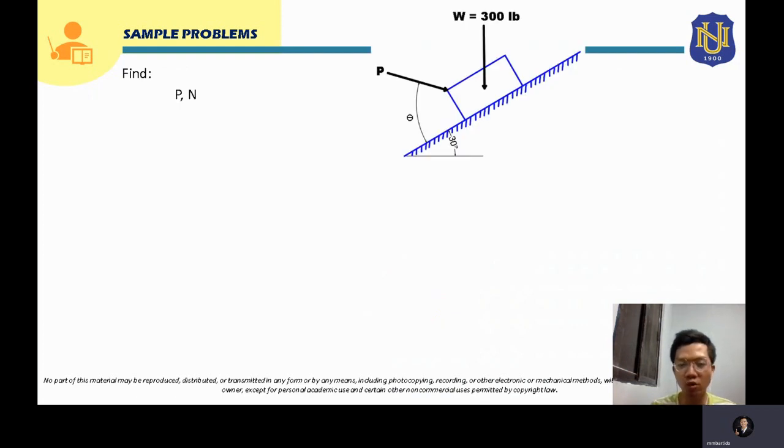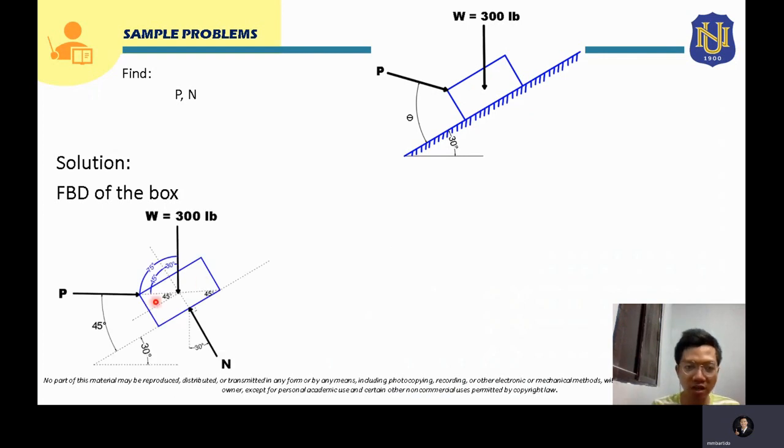Again, we are asked here to solve for the force P and the normal force N. So let's first draw the free body diagram of our box. This is the box, and this is the 300-pound weight, applied here, and your force P is here, and this is 45 degrees from the horizontal. If we extend its line of action, it will pass through the center of this box.